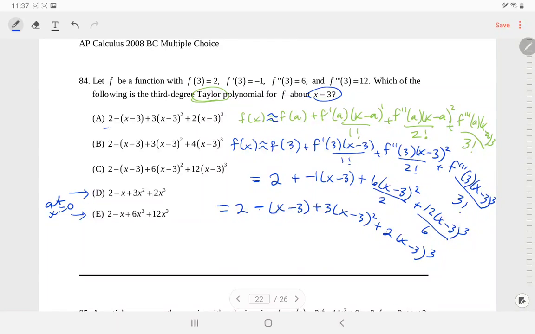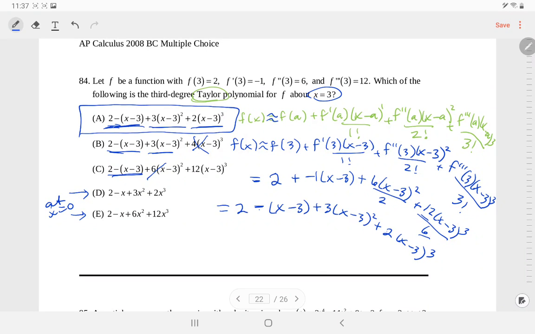So let's see. 2 minus, those two look good. All these look good. 6, no. 3 looks good. 3 looks good. I have a 3, not a 4. Let me make sure. This is a 6. That is a 12. Okay, I like this one.